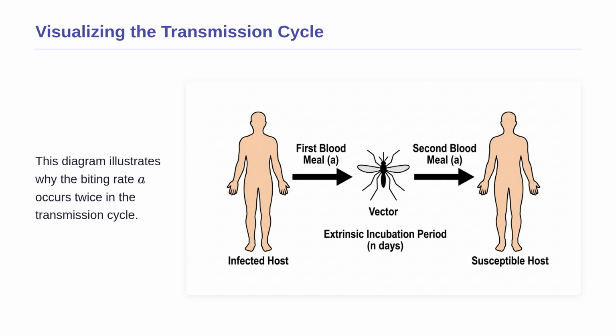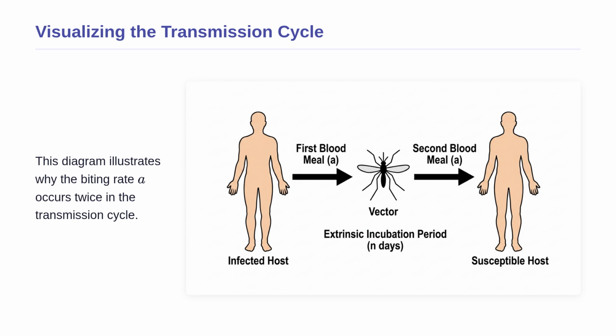Look at this diagram showing the transmission cycle. On the left, we have an infected host. The mosquito takes its first blood meal, represented by the first arrow labeled A. At this moment, the mosquito ingests the pathogen. However, it cannot transmit the disease immediately. The pathogen must undergo the extrinsic incubation period, taking N days to develop inside the vector.